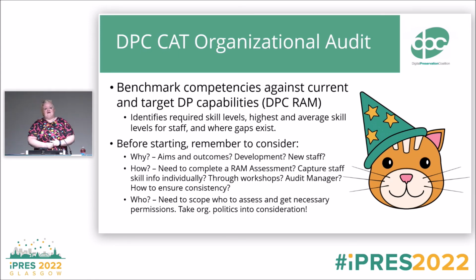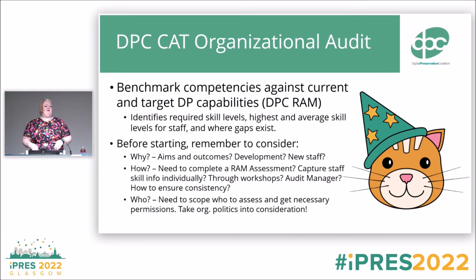So before starting this audit, we really would recommend that you think carefully about this. It's going to be much bigger than doing an individual audit. So think carefully about the aims and outcomes. What are you hoping to do with the information that you gather from doing an organisational audit? Are you doing this to help structure development for staff at your organisation, or perhaps making the case for additional staff members? That's really going to help you develop your approach to how you do the organisational audit.